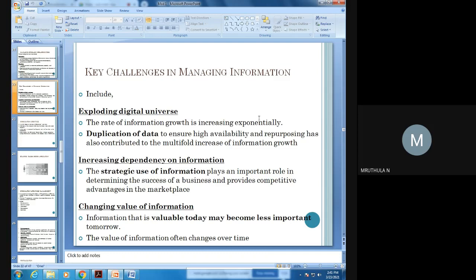Okay, that is about data center infrastructure. So first we discussed the key core elements of infrastructure, then its key characteristics, then managing the storage infrastructure, then key challenges in managing information.